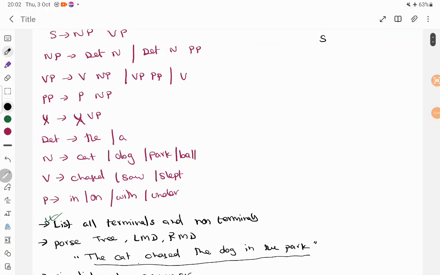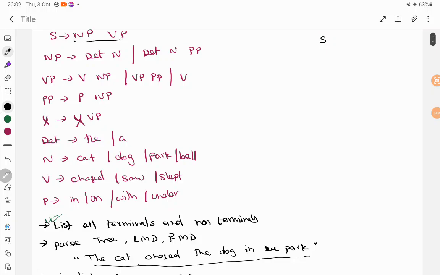Now we started with S. S has only one production, so you have to replace S with this only one production, NP followed by VP. Each time we have to compare with the statement that you have, and apply its corresponding production. Now NP can be replaced with either DET N or DET N PP. The choice is yours. You have to take any one and check whether it is matching with the string or not.